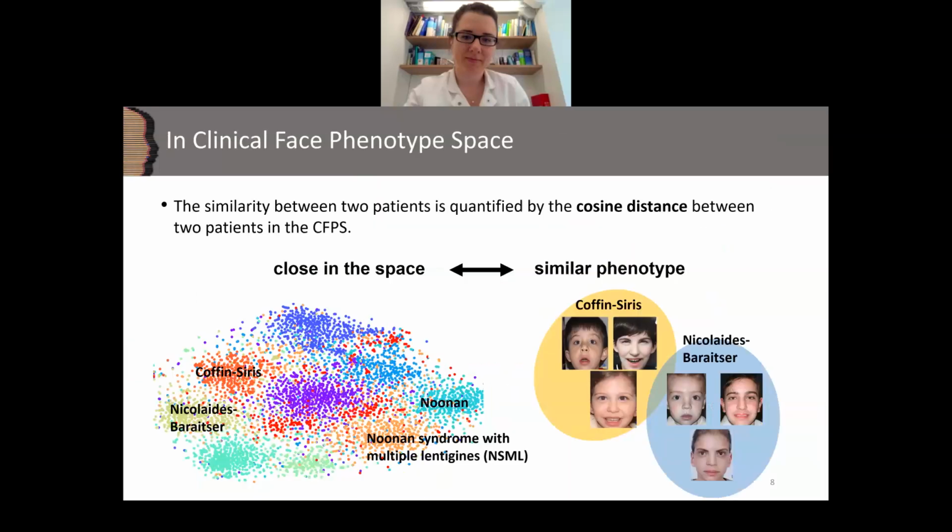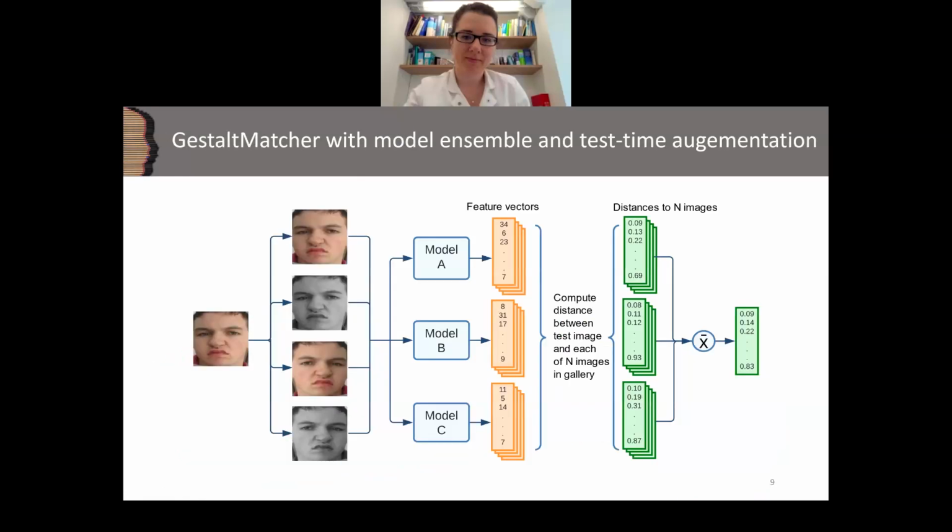In this space, we quantify the similarity by utilizing the cosine distance between two patients. For example, if they are close in the space, on the left-hand side, if the patients are clustered together, then we know that they might have a similar phenotype. So the Coffin-Siris patients will be nearby. Noonan or Nicolaides-Baraitser syndromes will all form another cluster. The previous Gestalt measure is more like our proof of concept for this kind of technology.